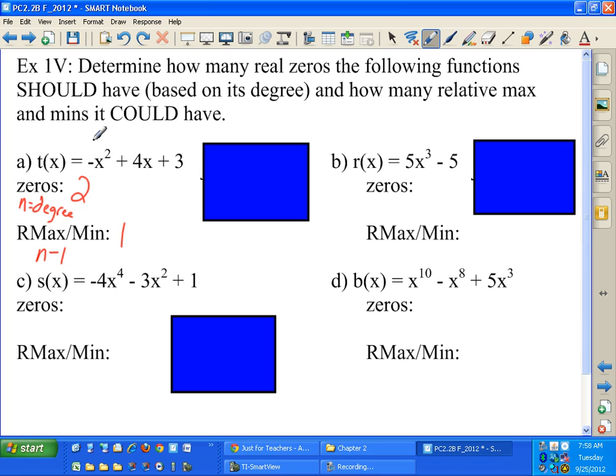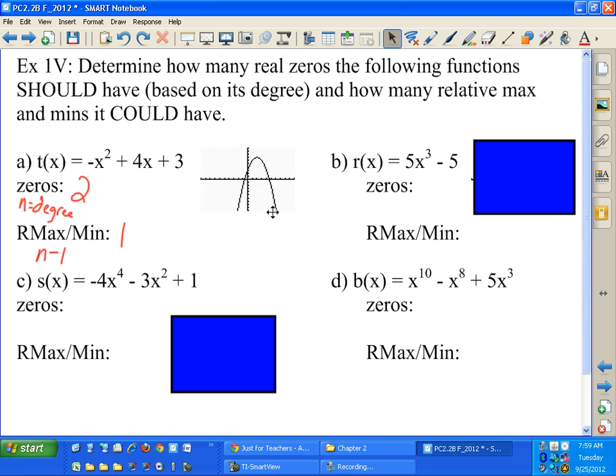Now let's think about this function. This is a parabola. It's upside down, so it should look something like this, which would make sense that there is only one maximum or minimum depending on the graph itself. And it looks like this one crosses the x-axis twice, so there would be 2 zeros or 2 real solutions.